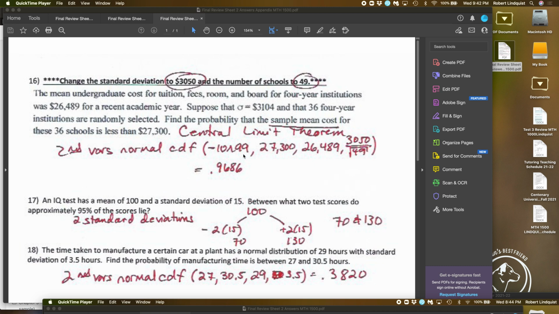So I go from negative 10 to the 99th. That's always my minimal starting point. And I go to 27,300. The average or the mean is 26,489. And then I have to take the standard deviation, which in this case was changed to 3,050, and divide it by the square root of the sample size, which is in this case changed to 49. And I crunch those numbers and I come up with 0.9686.